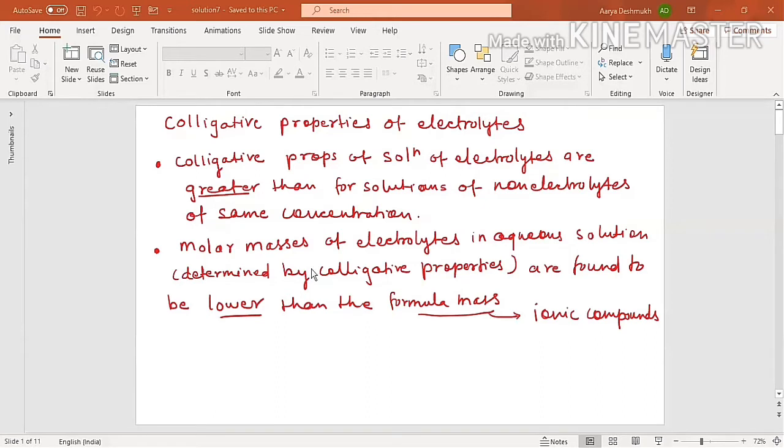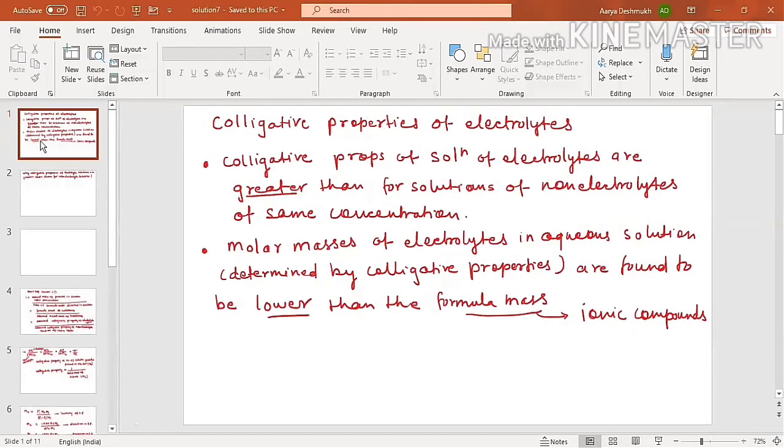Now, what is the thing? The molar mass of an electrolyte in aqueous solution, determined by colligative properties like lowering in vapor pressure, boiling point elevation, depression in freezing point, or even osmosis, is found to be lower than the formula mass. So why is this so? What is the reason for this difference? We will be talking about this.